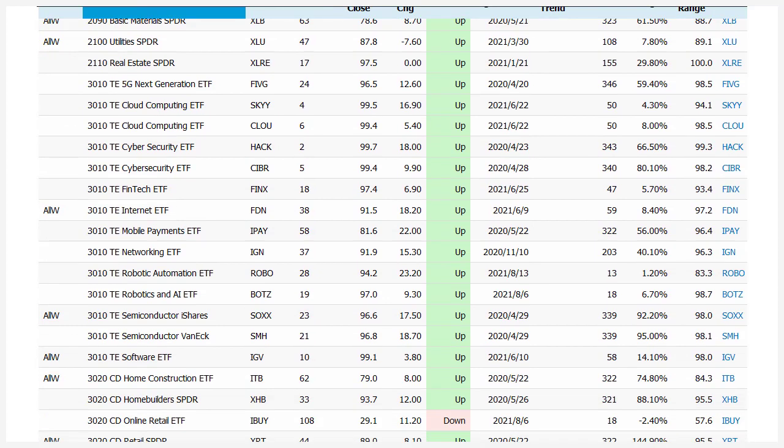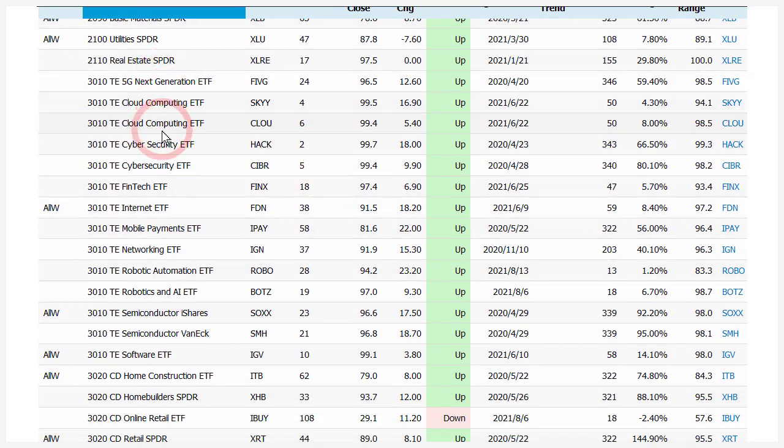And then we look at the technology group. These are all the technology-related ETFs, and they are in uptrends. And this is the number of bars that they've been in uptrends. So these uptrends range from 346 days for the 5G ETF to 13 days for the robotic and automation ETF. But a lot of strength in the technology-related ETFs. These semiconductor ETFs, 339 days for their uptrends.